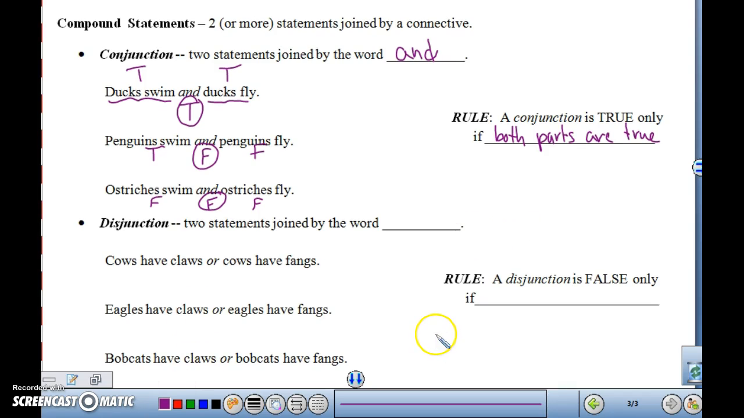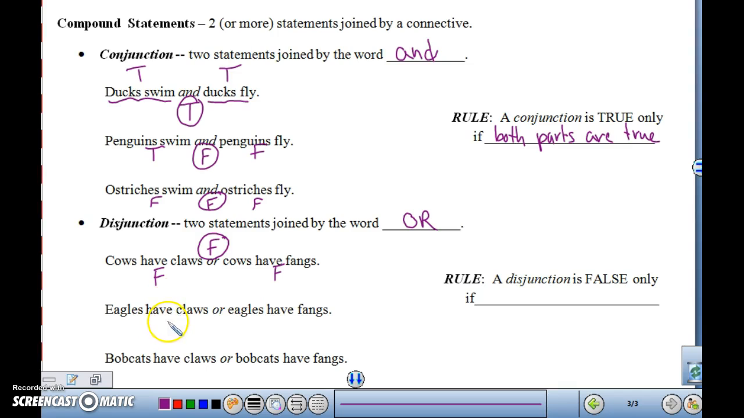A disjunction is the other kind of connective we're going to look at. A disjunction is two statements joined by the word or. Now this is important. I always think of this one as either or. So let's look at a couple of examples and see if we can determine when a disjunction is true or false. So we have cows have claws or cows have fangs. Would either of those statements be true? Well, let's see. Cows have claws is false. Cows have fangs is also false. So could I say either cows have fangs or claws? Not really. So overall, this statement is false.